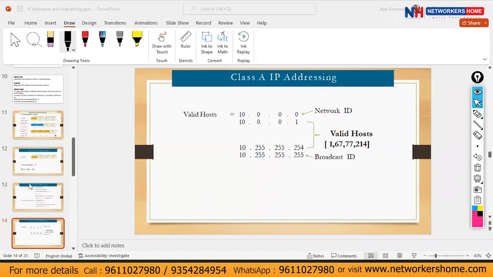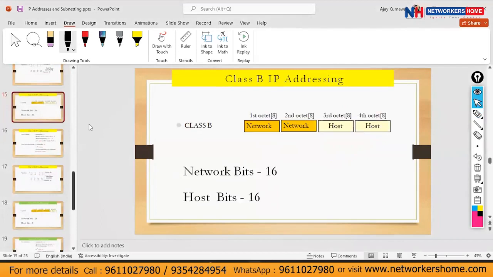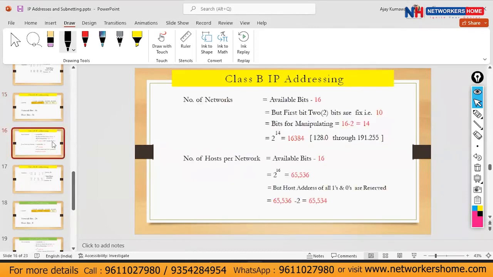Now similar calculation will be there for class B also. In case of class B, 2 octets are for network and 2 octets are for host. Total 16 network bits and 16 host bits. Now if you calculate the number of networks, we have total 16 bits. But if you remember, when we were dividing the classes, 2 bits were reserved, the first and the second bit. The first bit was always 1 and the second bit was always 0. So we cannot use these 2 bits.